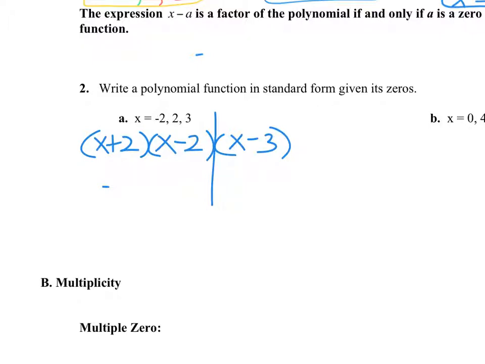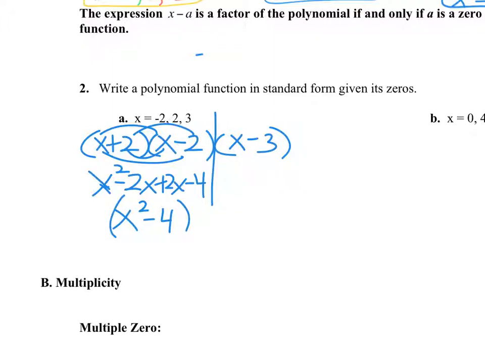Here we go. X times x is x squared. Minus 2x on the outside, plus 2x for the inside, and then minus 4. Now simplify that first, okay? That simplifies to x squared minus 4. Ooh, that's nice. And now we got to FOIL that times x minus 3.